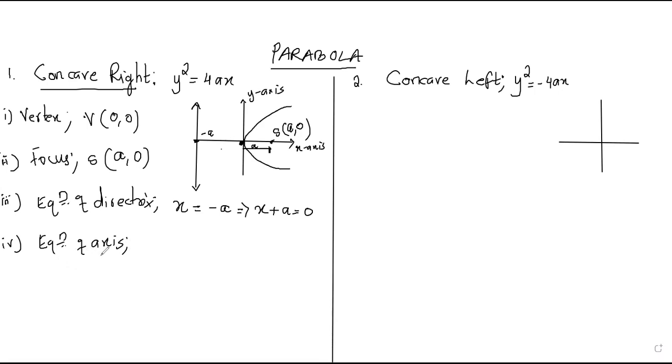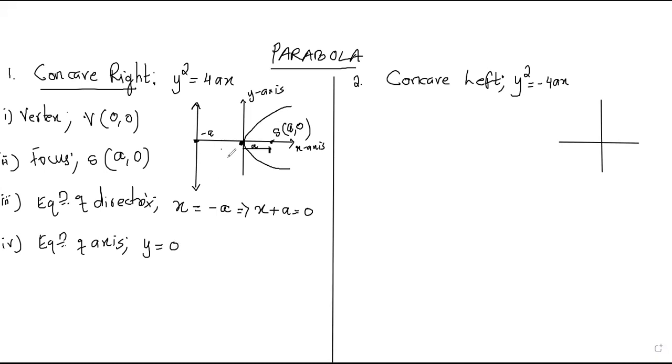Now, when you write the equation of the axis, you will write y is equal to 0. What's the meaning of this one now? It means that the parabola is lying on the x-axis. It does not lie on the y-axis. 0 means what?